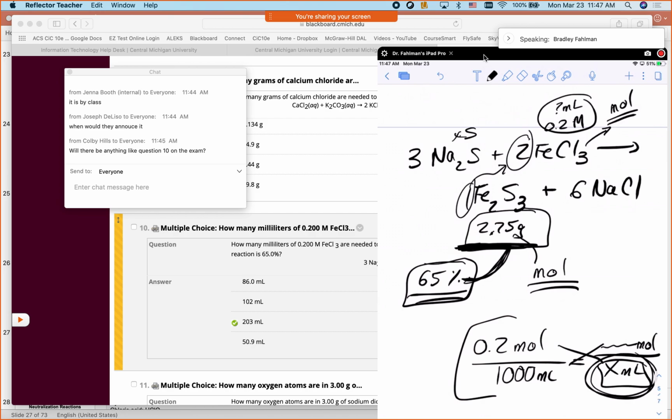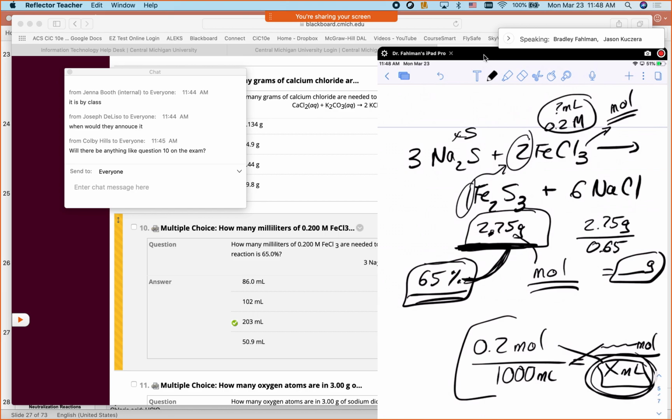That this is the amount you got, but the theoretical is going to be 65% greater than that, if we will. Okay, so you would do it like this right away: 2.75 grams divided by 0.65. That gives you the grams theoretically, and then you use that to do all the conversions.